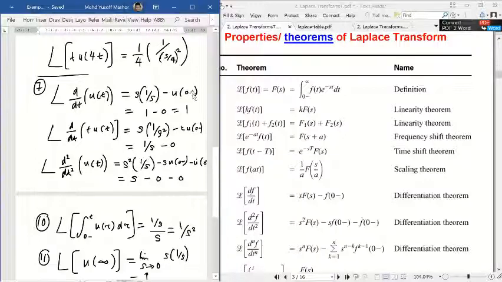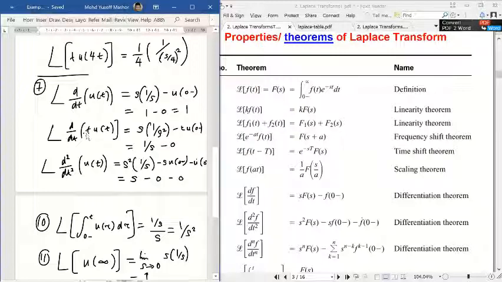So 0 minus is 0. Okay, 0 plus is equal to 1 for step. Okay, so when you multiply this, you get 1. Of course, this will be equal to 0, so you get 1 for step function. Okay, let's try another one.